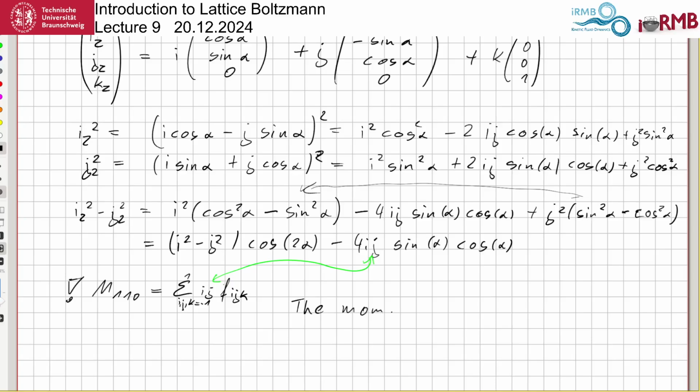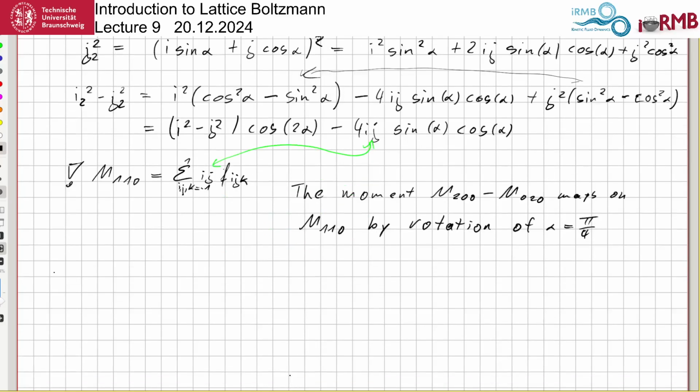Which means that the moment m200 minus m020 maps onto m110 by rotation of alpha equal to pi quarter. So these have this relationship. By the way, the lattice does not rotate by pi quarter.